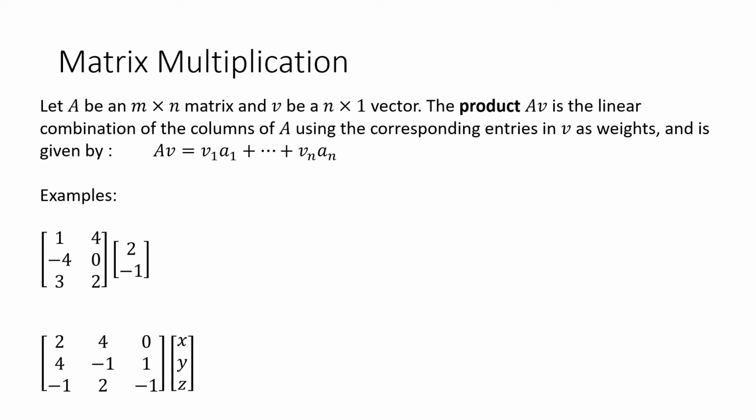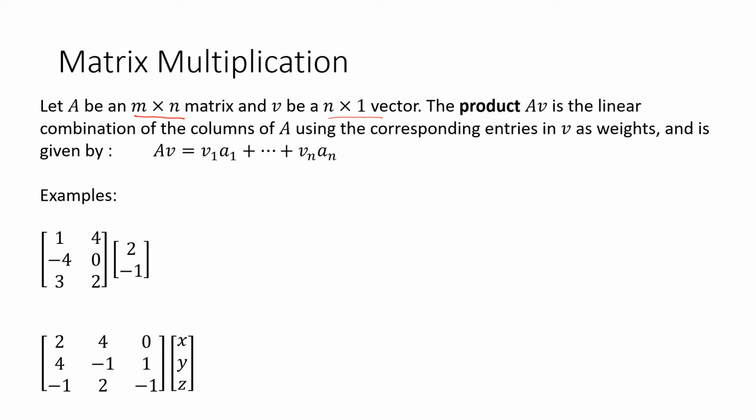So we are looking at an m by n matrix. M by n matrix means you have m rows and n columns. And we're going to multiply that by an n by 1 vector. An n by 1 vector has n rows all in one column.